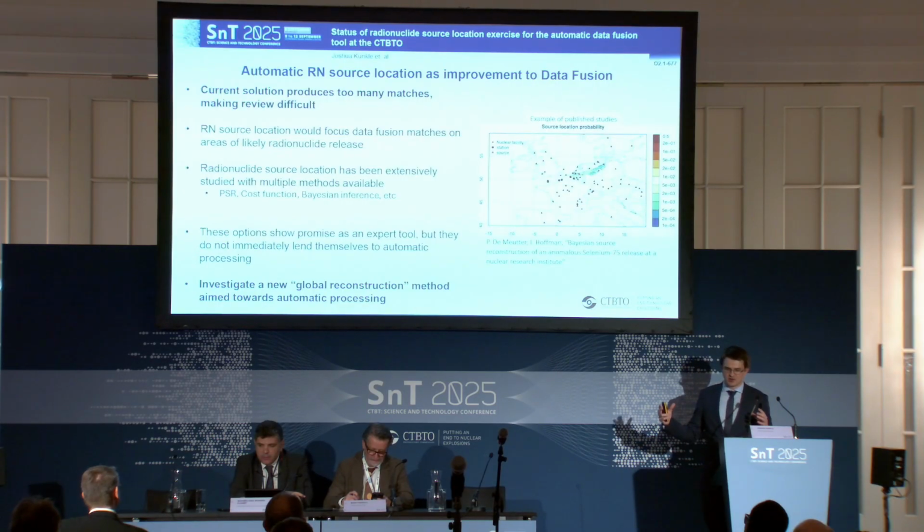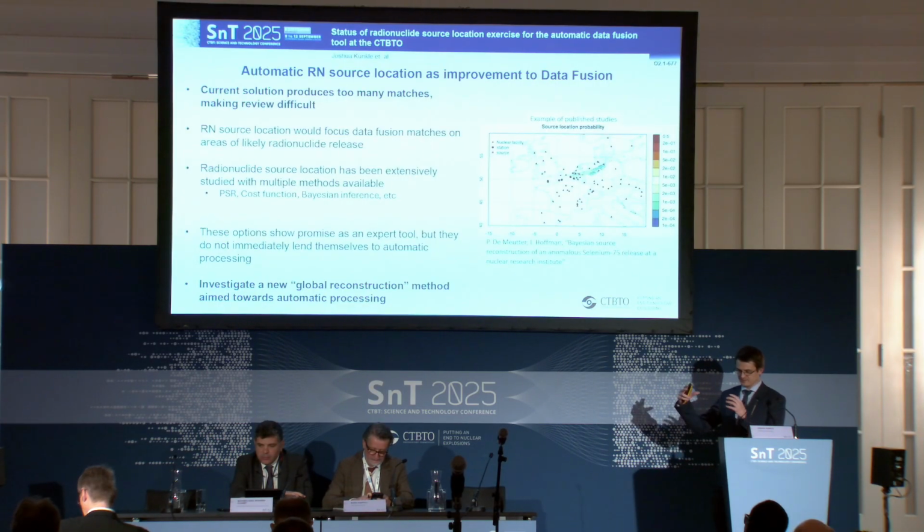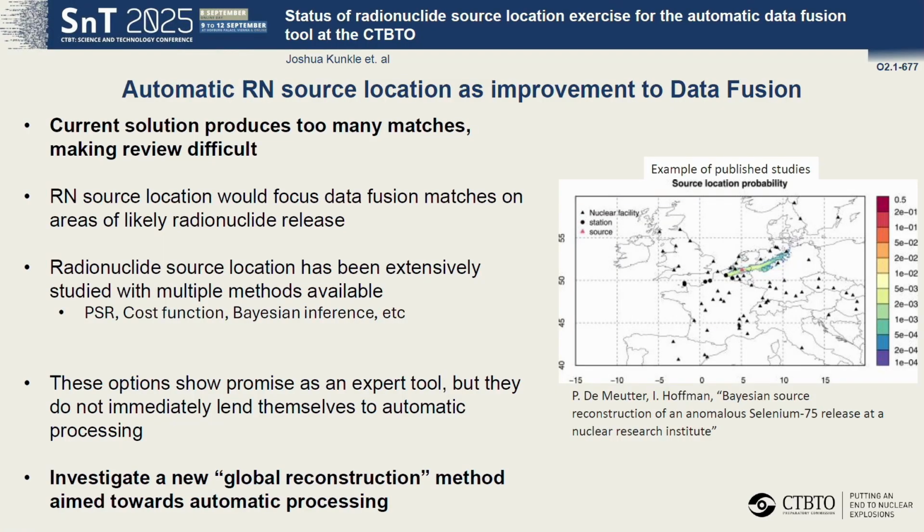As I mentioned, we want to help users get the information more precisely. The idea here is that we can use an automatic radionuclide source location, essentially treating the radionuclide network as a network, like we do on the SHI side, to bring the information together. A lot of research has been done on this. I give one example here from the FREER software, but there are many ways to do this. You can use PSR, cost functions, or Bayesian inference, which is this one. This is available as an expert tool, but it doesn't immediately lend itself to automatic processing.